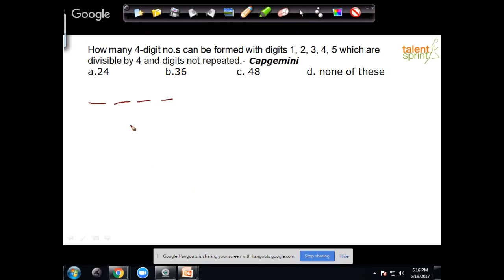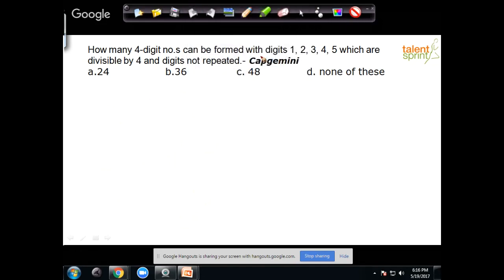See, for example, take a number 432. Now, the last two digits is what? 32. 32 is divisible by 4, right? 8 fours are 32. So, if the last two digits is divisible by 4, then this number is divisible by 4. Now, let us take another number, 1642. Last two digits is what? 42. 42 is not divisible by 4, right? So this whole number is not divisible by 4. So this is the divisibility rule of 4, which you should know to solve the question.